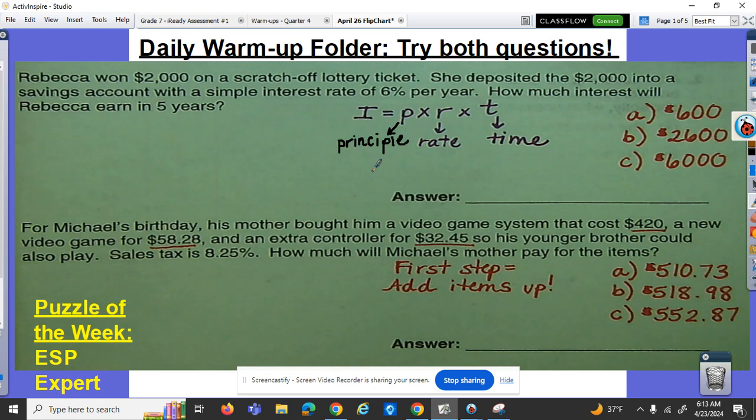Okay, so we're going to plug it into our formula. $2,000 is our principal, how much she won. Our rate is 6%, but don't forget we need to change it into a decimal form. So 2 hops over and fill in that missing 0.